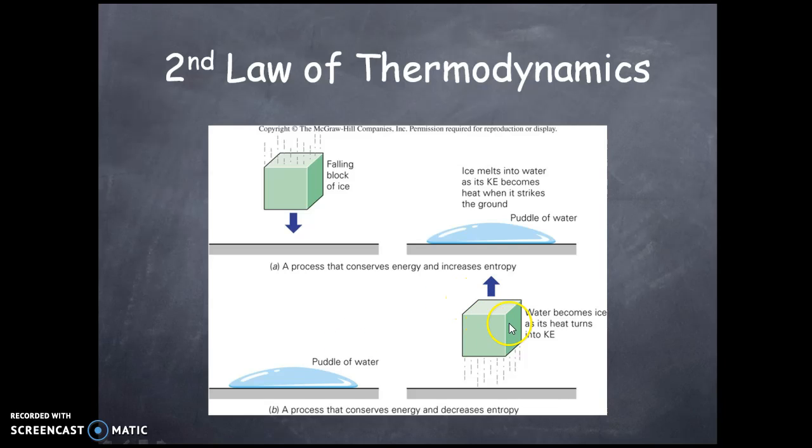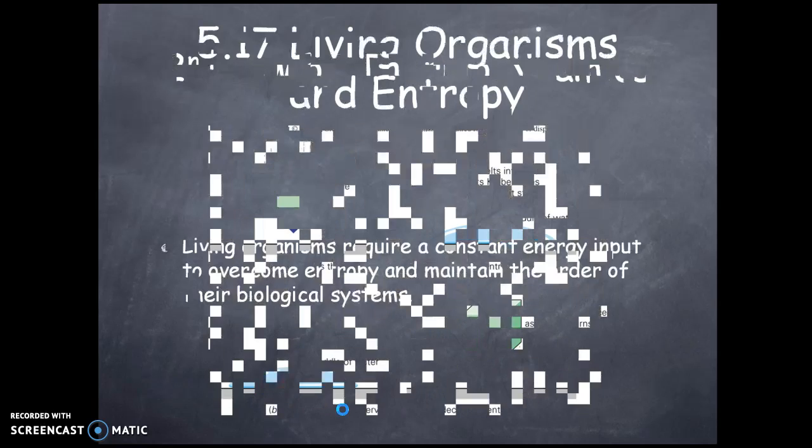Then this puddle of water becomes vapor again and goes back to the atmosphere. So the water becomes ice, and its heat turns into kinetic energy and it becomes orderly again, and it goes back to the atmosphere as vapor. You can see a process that conserves energy and increases entropy, and a process that conserves energy and decreases entropy. Here the disorderliness increased and then decreased again, balancing it out.